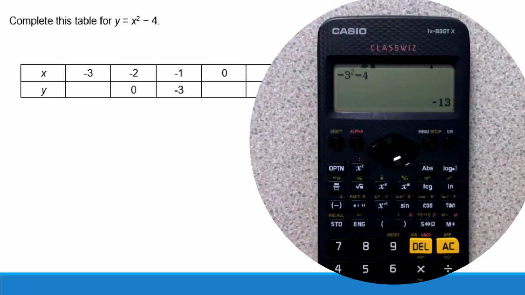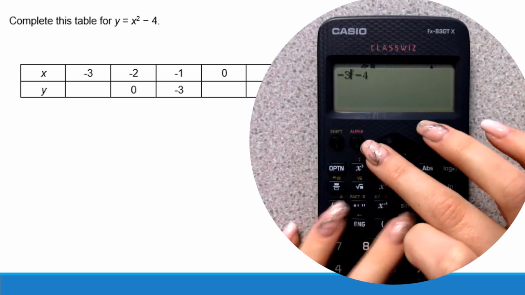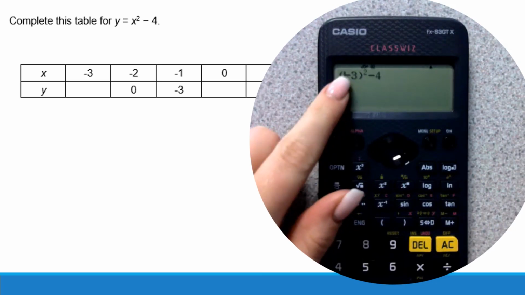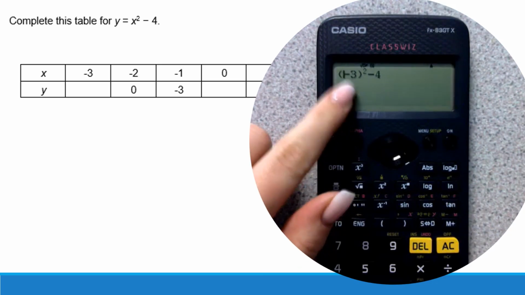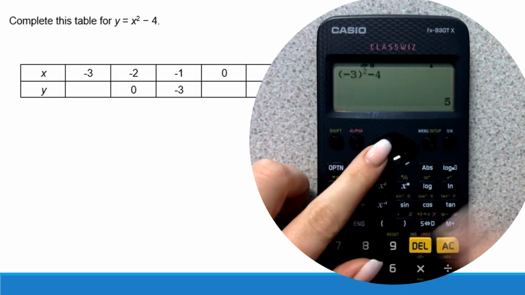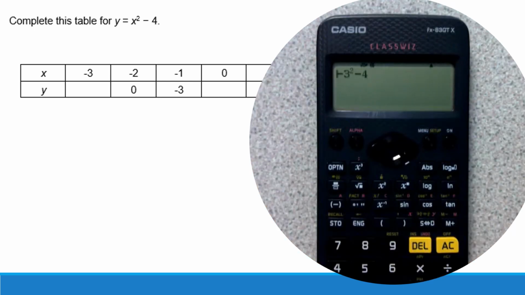So when you are squaring numbers on your calculator or doing anything to do with a negative number, you've got to make sure that you put brackets around your negative number, like this. You want to make sure that the negative number is inside the brackets, because otherwise your calculator is going to see it differently. If I press equals, you can see that it's 5, rather than if I get rid of my brackets, your calculator will follow BIDMAS very accurately and do 3 squared first, and that's why you end up with an incorrect answer.